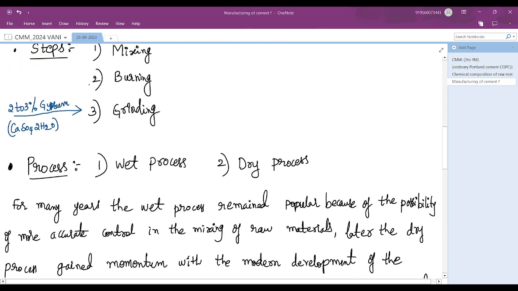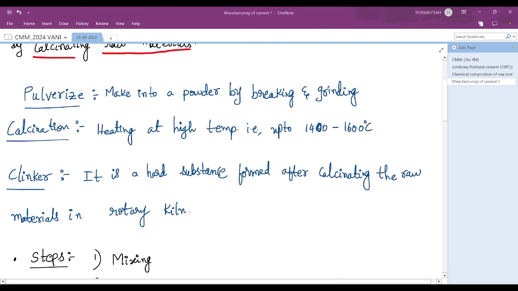Now you see here the clinker. So what is clinker? Clinker is a hard substance formed after calcining of the raw materials, right? That is what we have discussed. The chemical composition of clinker consists of Bogue compounds. That is the point to be noted.